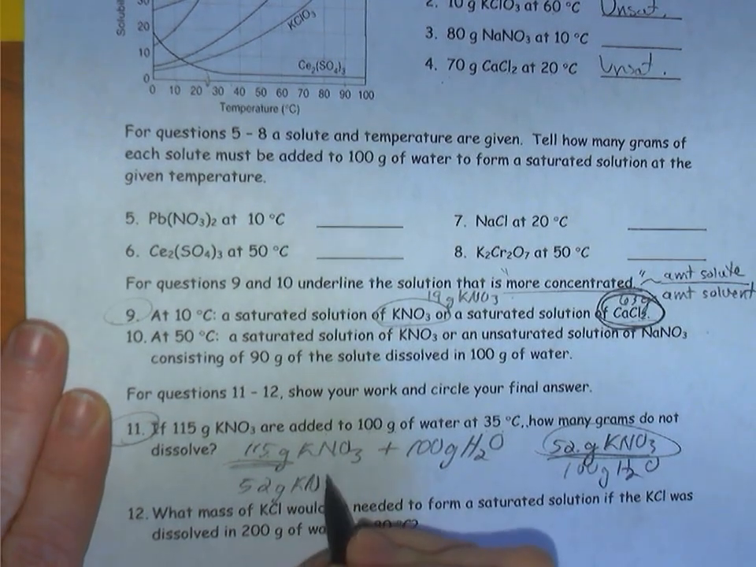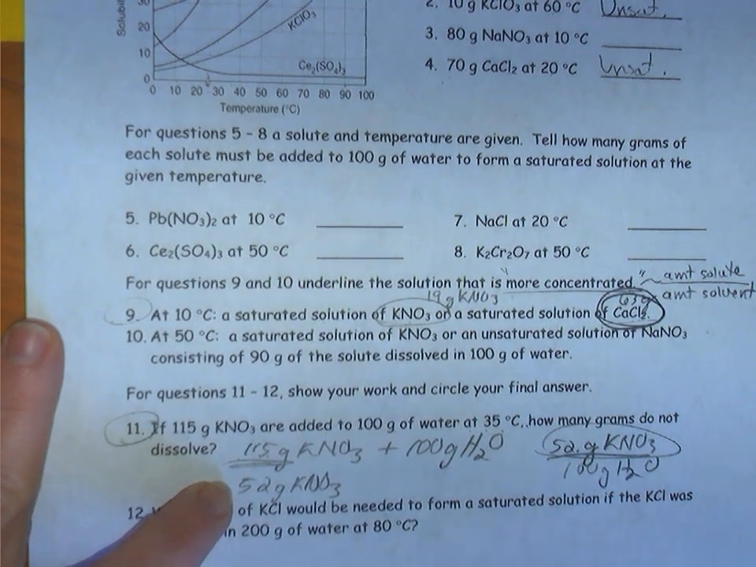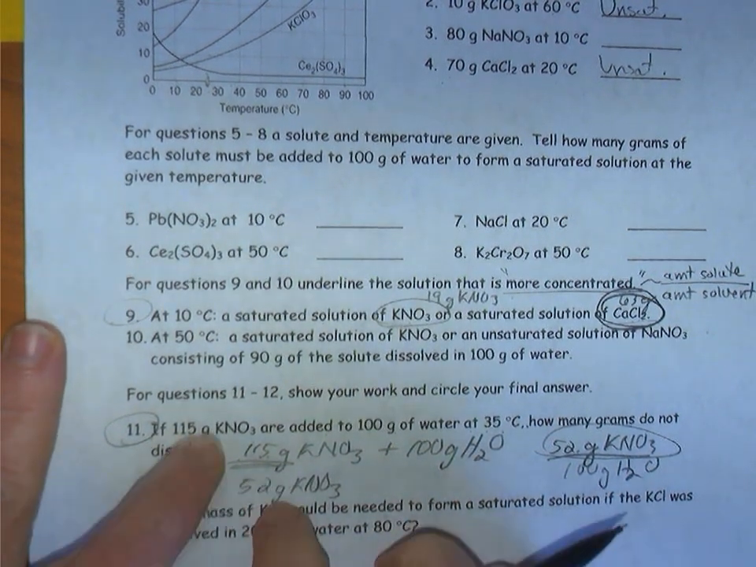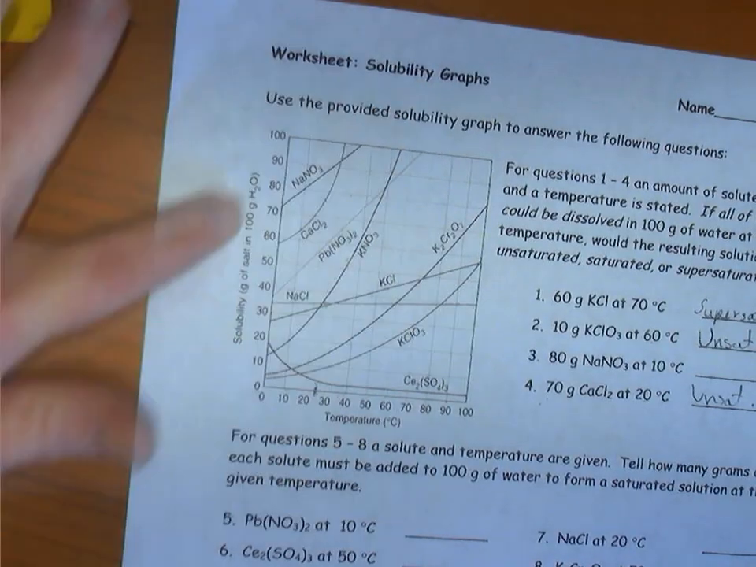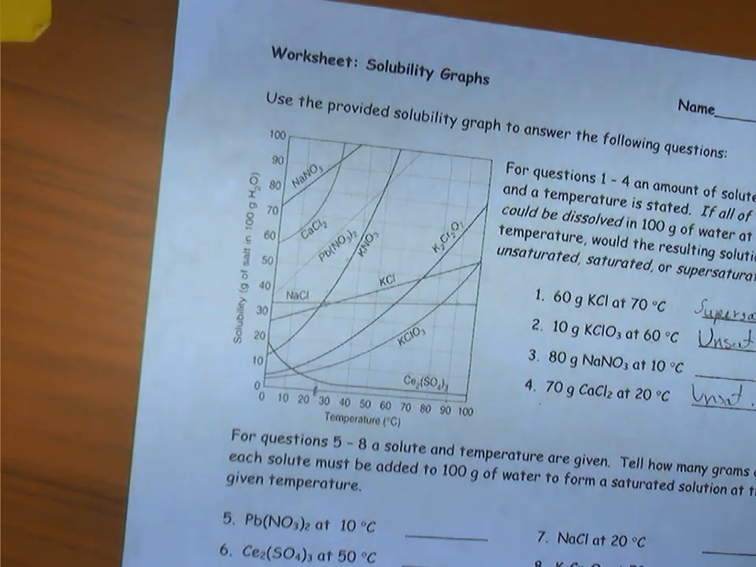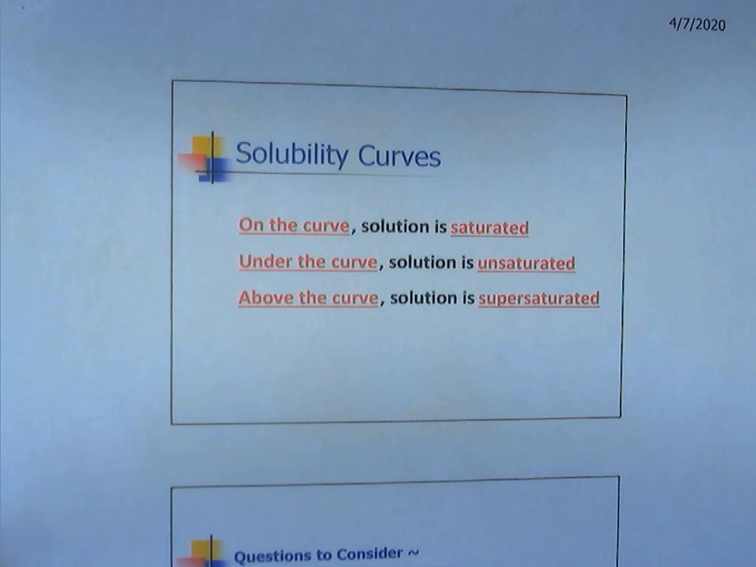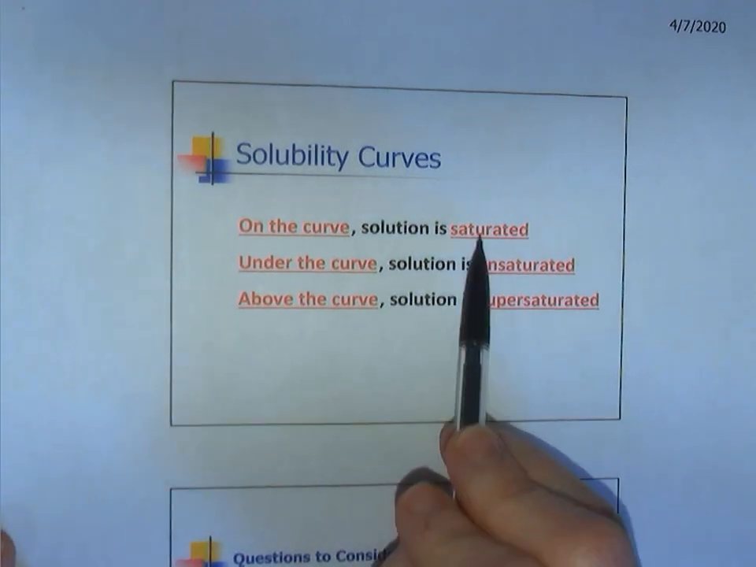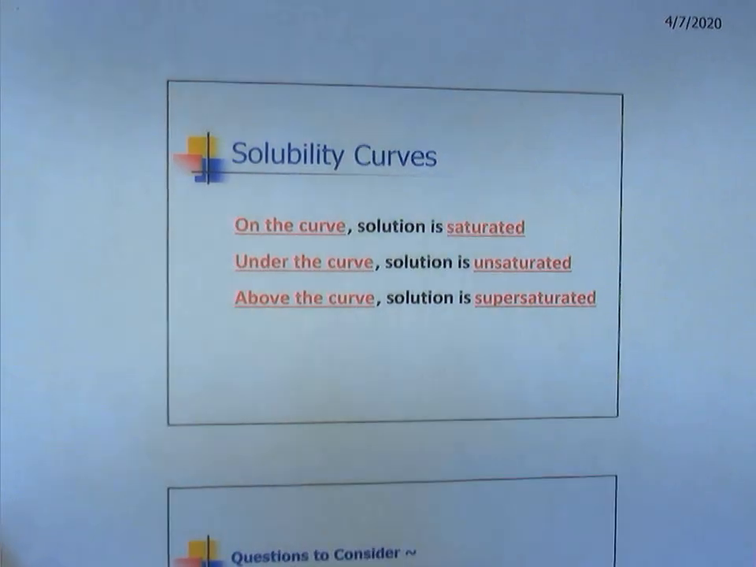Now, it could ask how many will not dissolve. Then you would find the difference between those. So I hope that gives a little bit of examples of how we would interpret a solubility curve. There are some sample questions beneath this video that will go over that as well. But just to summarize, if you're given a solubility curve and you are on the curve, it's a saturated solution. If you're under, it's unsaturated. If you're above, it's supersaturated.